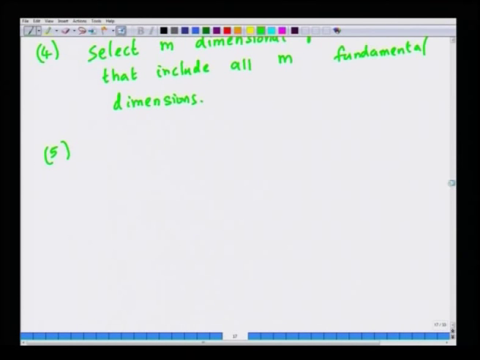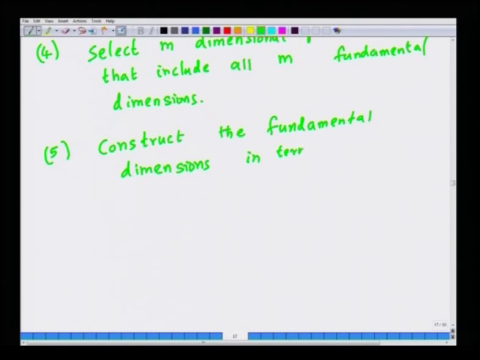Now, the next step is to construct the fundamental dimensions in terms of the m variables. These are called the repeated variables. So, let us give a name to them. These are called the repeating variables. So, construct the fundamental dimensions in terms of the m repeating variables.